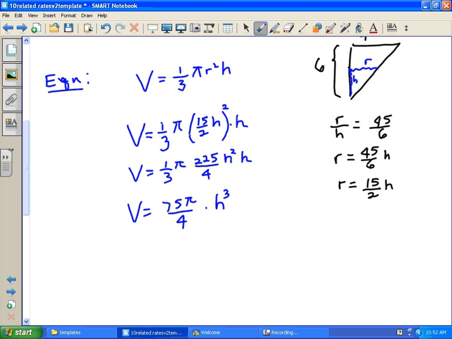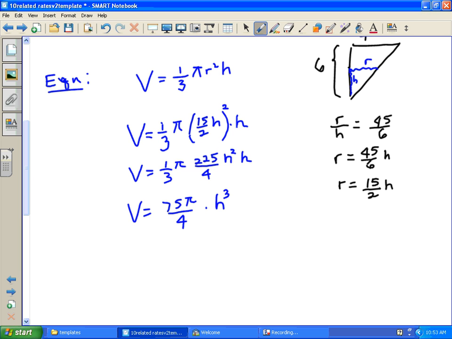Yes, questions? The 4 there, why did it stay the same? Well, we were going to move the 225 over the 3. We had that 225 over 12, multiply those two fractions together, and then simplify. You can also do it that way. Does 3 go into 225? Yes, and 3 goes into 12. You can simplify your fraction, okay?